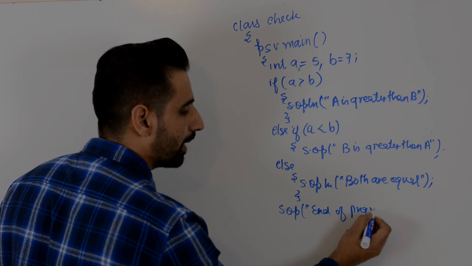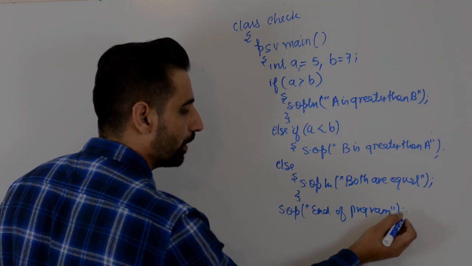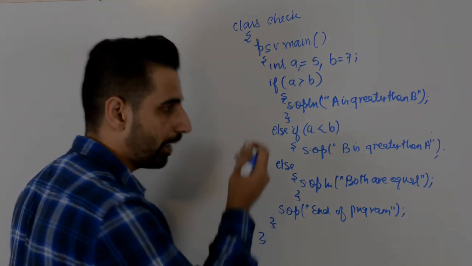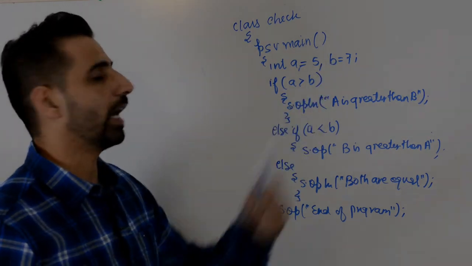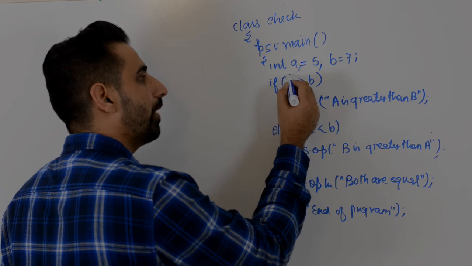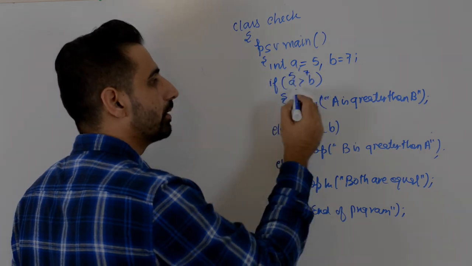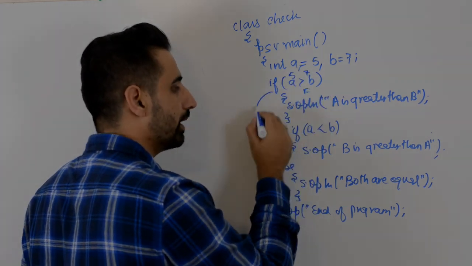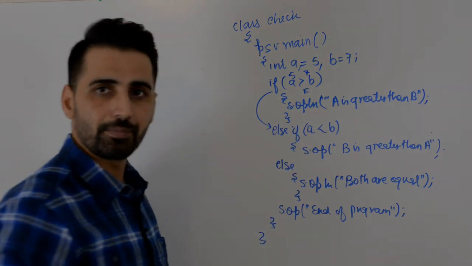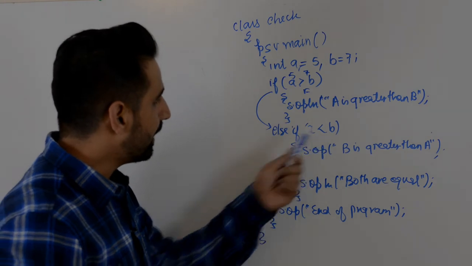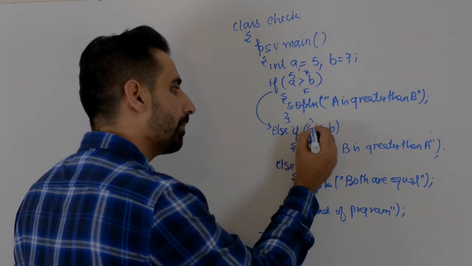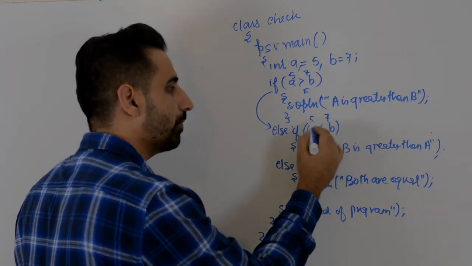It's just a line I'm writing to show you that this line will always execute even if, let's take an example. A is equal to 5, B equals 7. A is 5, B is 7, so this is false. So where will it go? It will go to the next else part, because for this if, this else is related. So if A is less than B, what is the value of A? 5. What is the value of B? 7. 5 is less than 7.